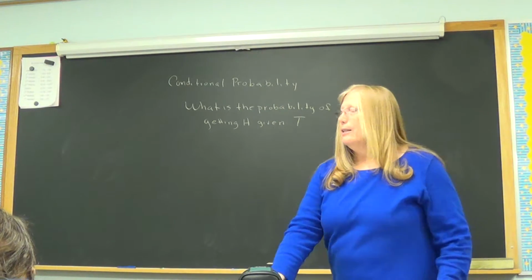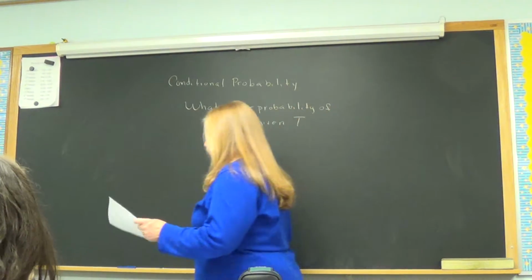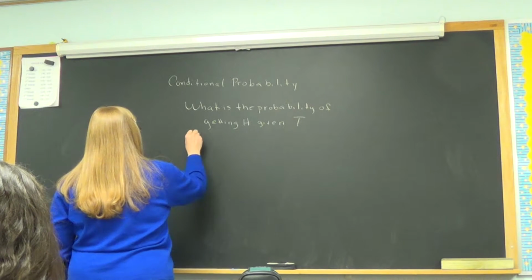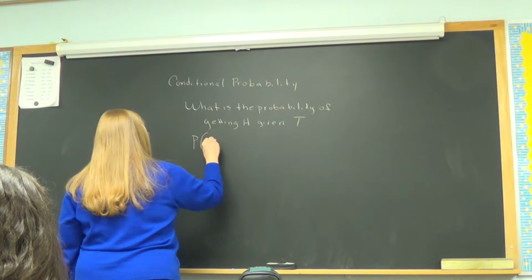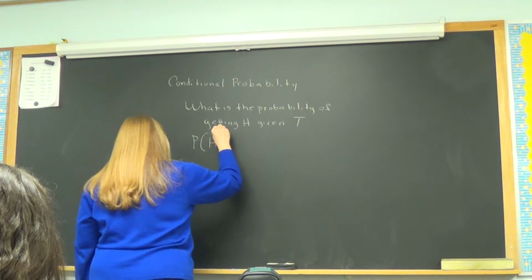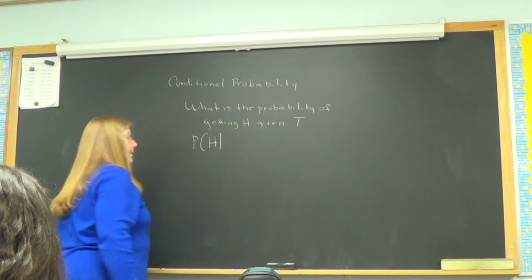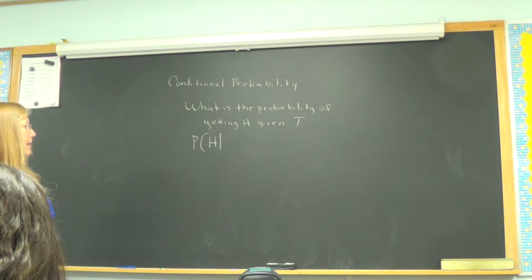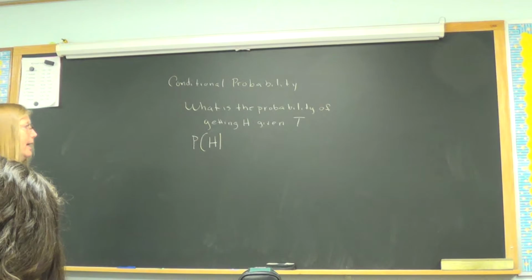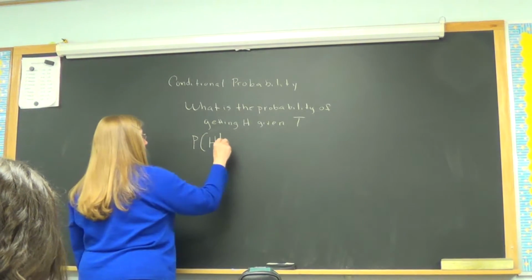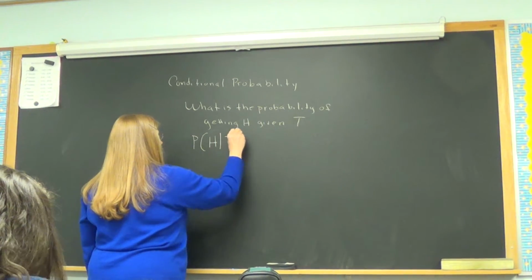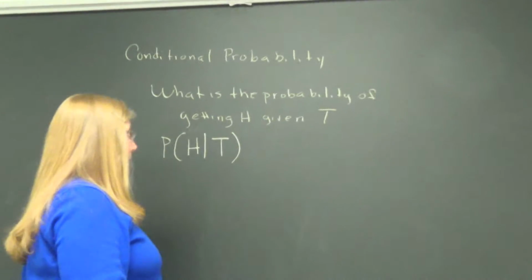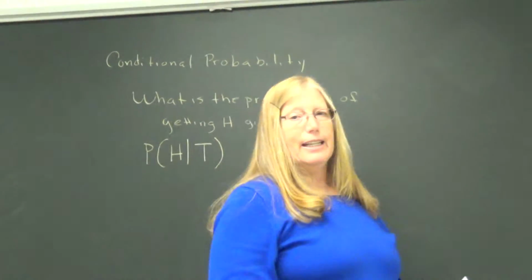So it's written in a special way, and it's written like this. What's the probability of heads given? And the symbol for given is a vertical line. It's a little bit longer than the H, but very similar in height. So that is written, the probability of getting heads given it's a tail.